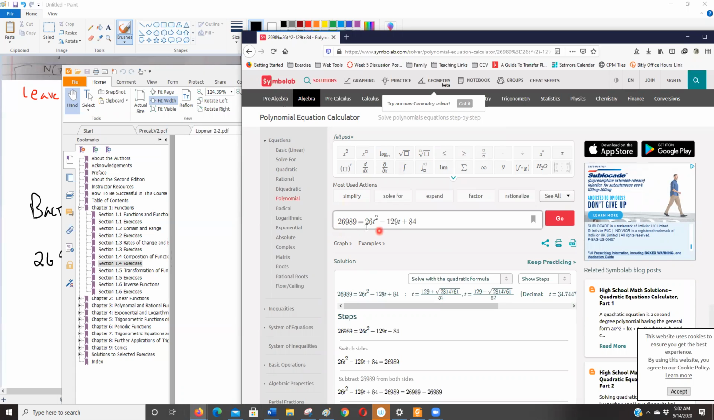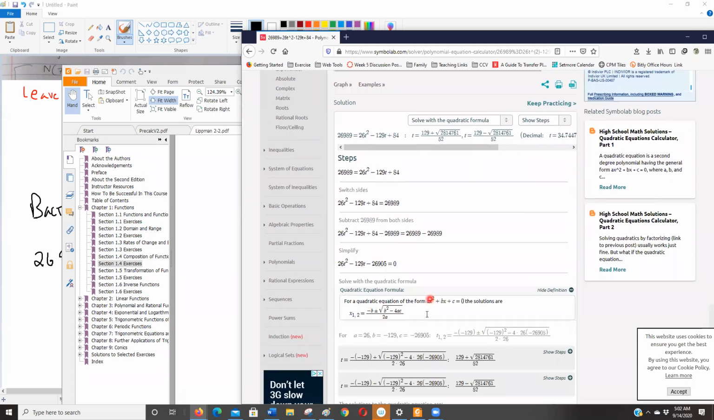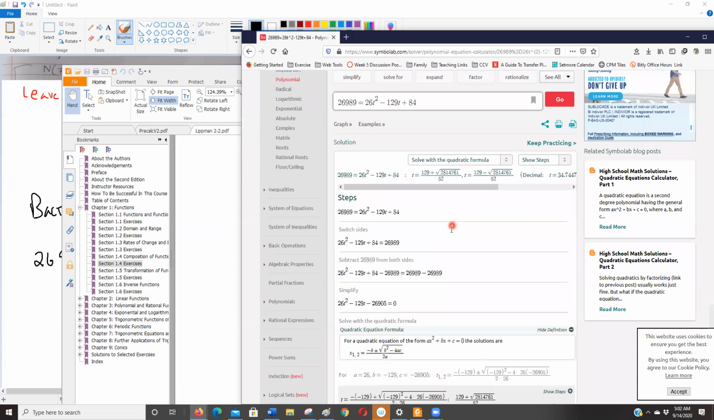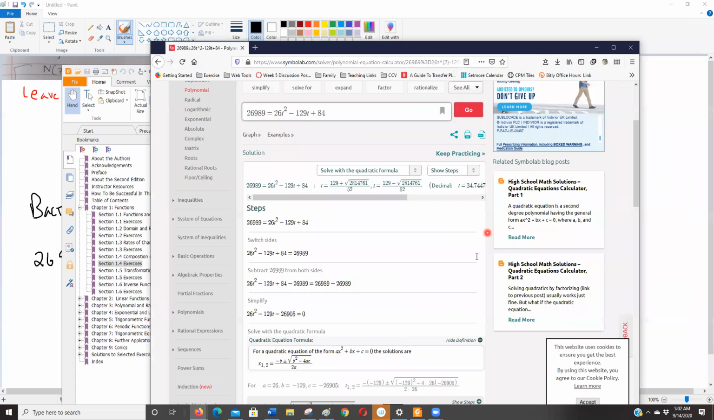So I just type that right in. I click go, and it doesn't show me all the steps. So I think you can click on show steps. Oh yeah, here are the steps. Yeah, see, they used the quadratic formula and did all that simplification. Not a very pretty thing. So then we get these two answers. Now let me scroll over so we can see this. I see a positive answer and I see a negative answer.